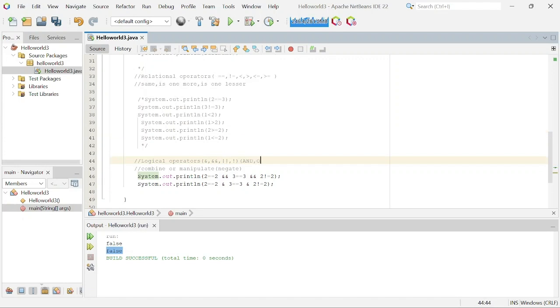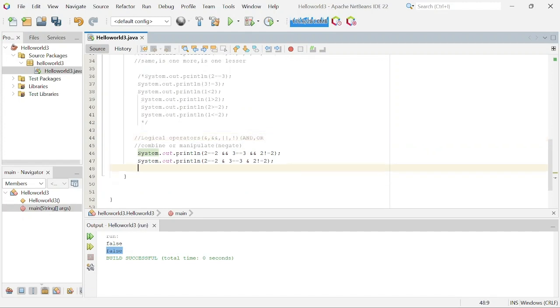is called or. So what is or? Well, or means if one of them is true, then the whole thing is considered true, even though others are false. So if I tell 2 is equals to 2 is true, but I tell 3 is not equals to 3, and 2 is bigger than 1.